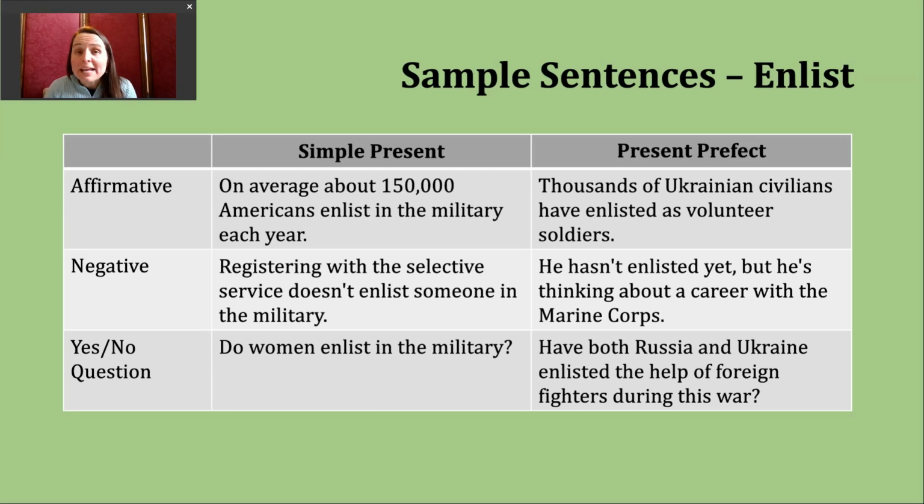Lastly, we can make yes or no questions in the present perfect. To do this, we start with have or has, then we have our subject, and then the participle form of the verb. You can see that in this example. "Have both Russia and Ukraine enlisted the help of foreign fighters during this war?" Okay. Now, this sentence, because it's mentioning this conflict, you might be thinking, oh, this is connected to that first definition, but it's actually connected to the second definition. So, getting others to help or support you.